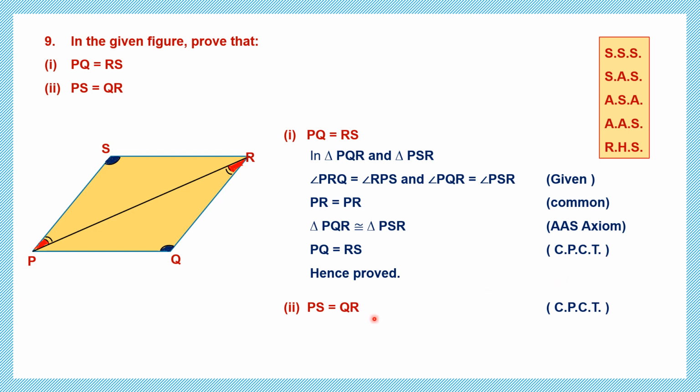Now the second one we have to prove is that PS is equal to QR. PS is equal to QR and they are equal. Again, because of the same condition, they are corresponding parts of congruent triangles. So unless you prove that the two triangles are congruent, you cannot say that they are equal. But since we have proved it, we can say that these two sides are equal because they are corresponding sides of these two congruent triangles. So we have proved this also.